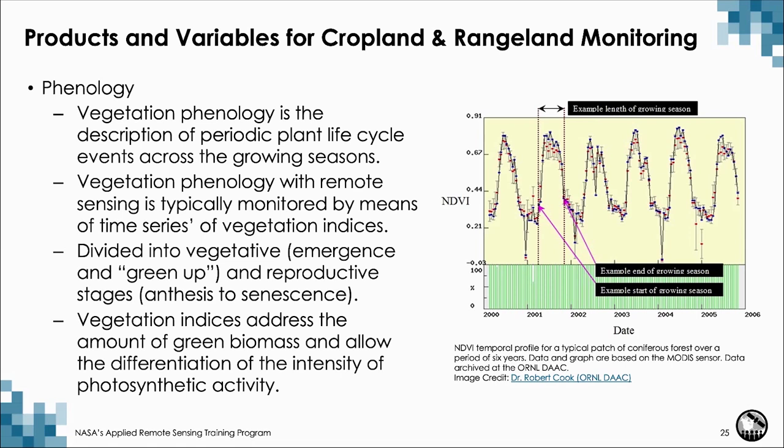Satellites provide a unique perspective of the planet and allow for consistent, timely monitoring of the entire global land surface. Phenology can be divided into vegetative, or the emergence and green-up stage, and the reproductive stage, which is anthesis to senescence. Remote sensing phenology can reveal broad-scale phenological trends that would be difficult, if not impossible, to detect from the ground.